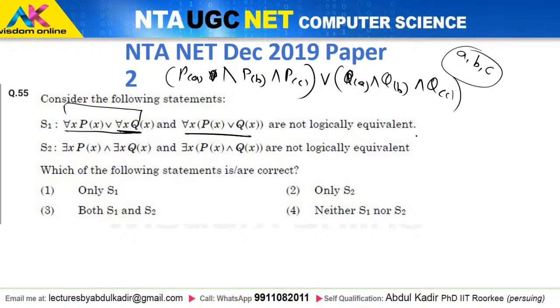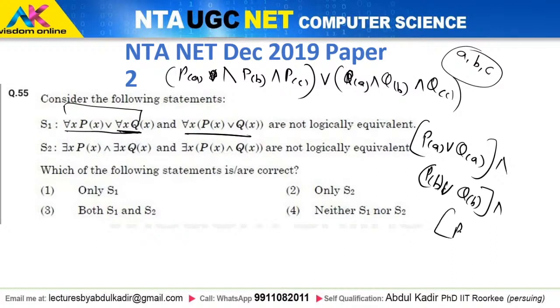And what is this expression? This expression will mean PA or QA, and PB or QB, and PC or QC. This is how you can write. So remember, this expression is this and this expression is this, okay. Is it clear? Because this is for all, so for all can be written in the form of conjunction, and we have basically written it for every element.